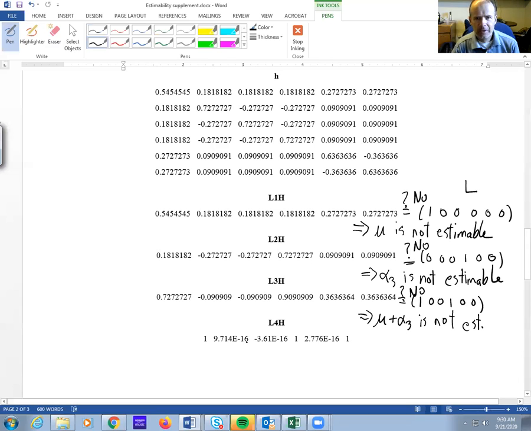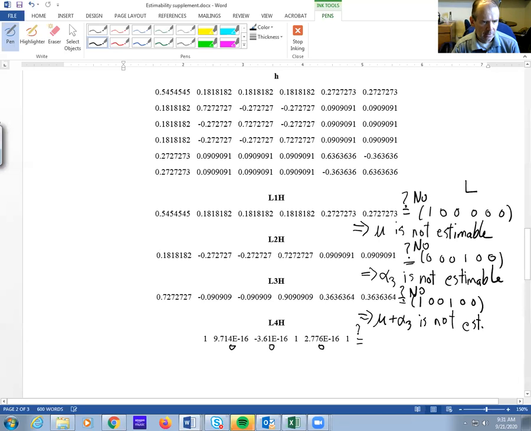This last one looks a little weird. It's just rounding error, really, is what's happening. You see that number is really, really small. It should be 0. So this should be 0, this should be 0, this should be 0. It's just rounding error that happened there.